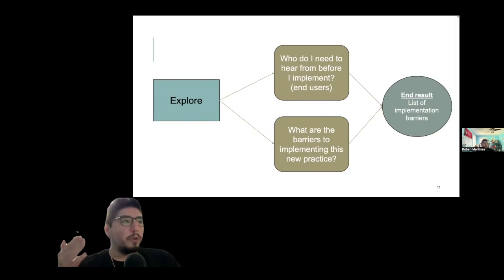So once we identify who do I need to hear from, we also want to then understand what are their perspectives on the barriers to implementing this new practice in this setting. And the end result of this process is that we want a list of implementation barriers and facilitators. I usually gather information on facilitators, but I don't use it quite as often in my development of strategies. I focus a lot on barriers. It's a stylistic choice, but what we want are these contextual factors that influence the success of our implementation, or that we think will influence the success of our implementation.